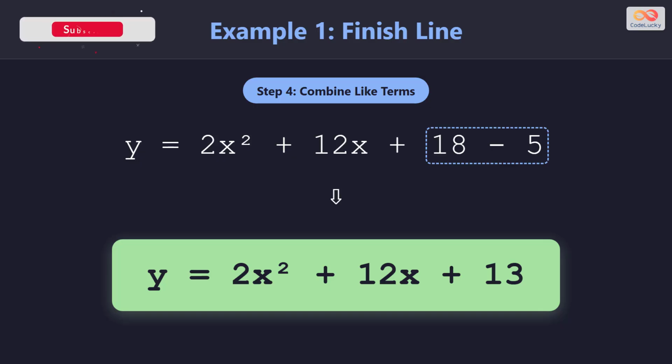Finally, we combine like terms. The only like terms remaining are the constants at the end, 18 and negative 5. 18 minus 5 equals 13. So, our final equation in standard form is y equals 2x squared plus 12x plus 13.